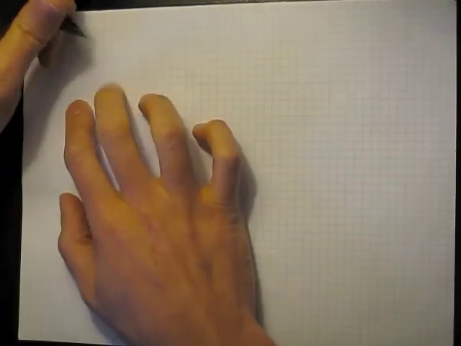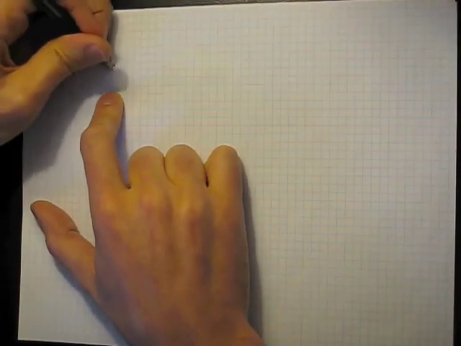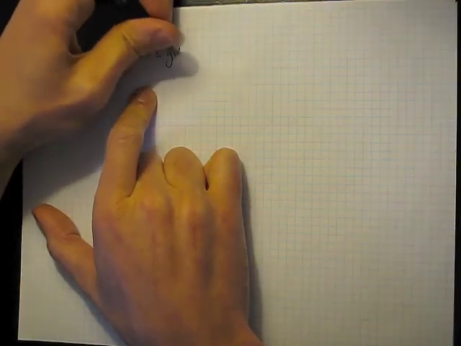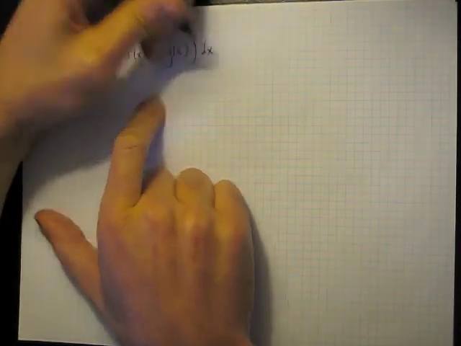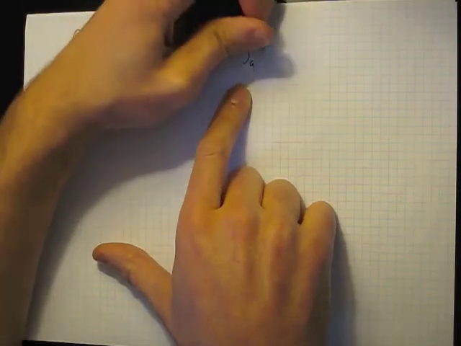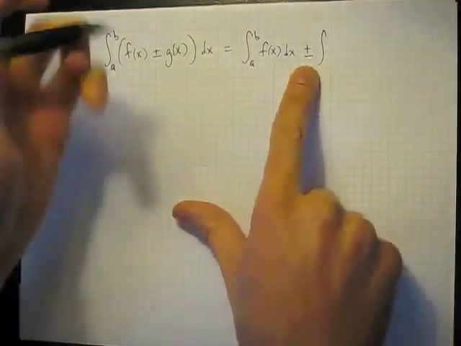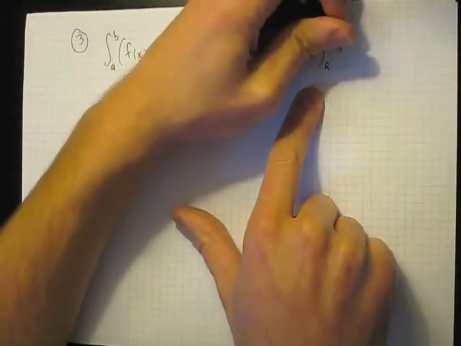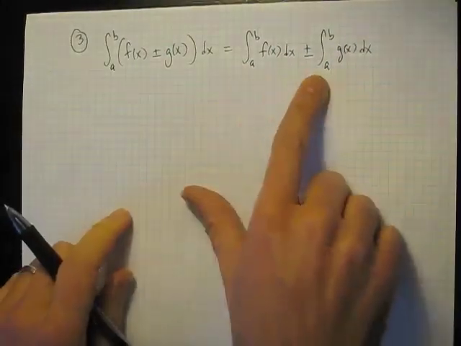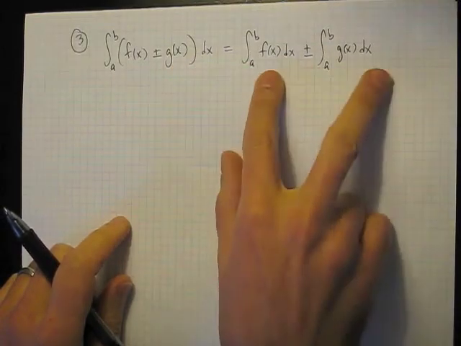Property number 3. If you take 2 functions and you subtract or add them from each other, and you want to compute this integral, then this is exactly the same as just splitting this integral into 2 pieces. So whatever that sign is, plus or minus, you just make it plus or minus here, and you can solve such a problem in exactly this way.